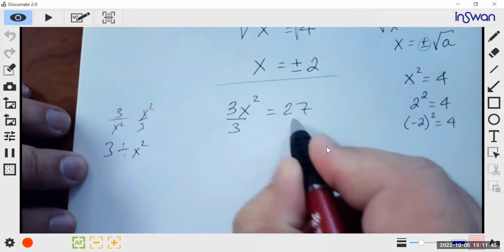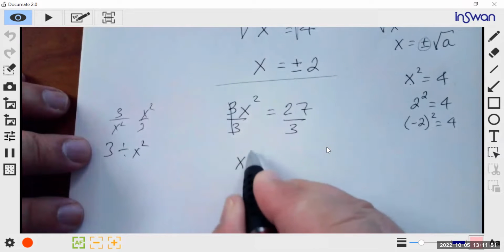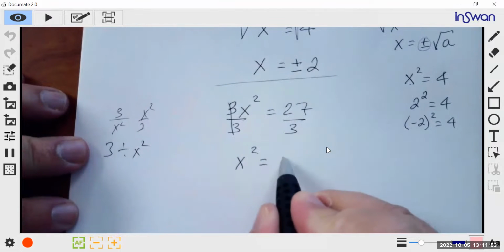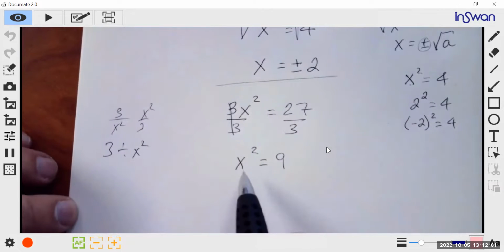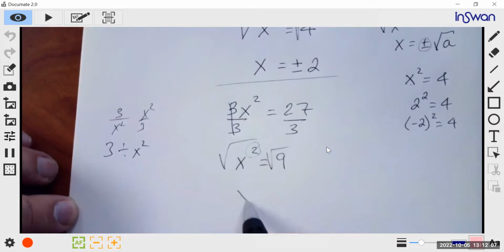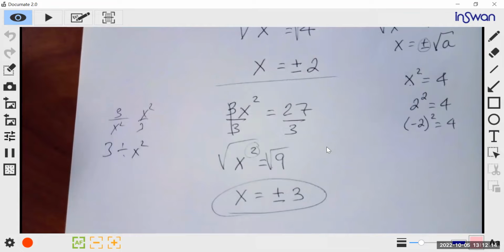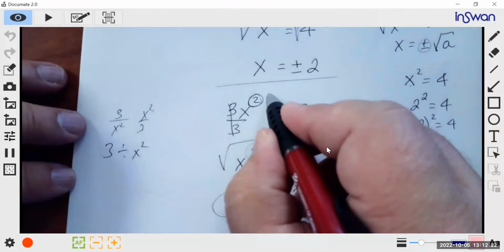Now we divide both sides. 27 divided by 3 is 9. We're trying to get the x by itself, so we have to get rid of the square. Square root both sides. X equals plus or minus square root of 9, which is 3. So those are your answers. Remember, this 2 tells us we're supposed to have 2 answers.